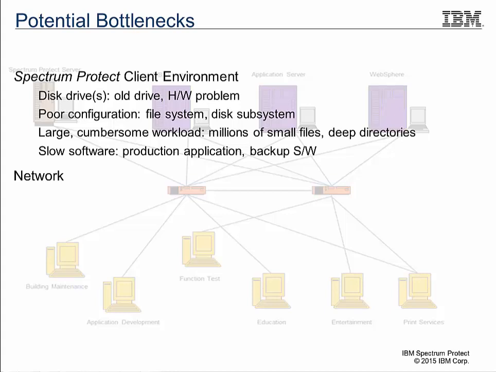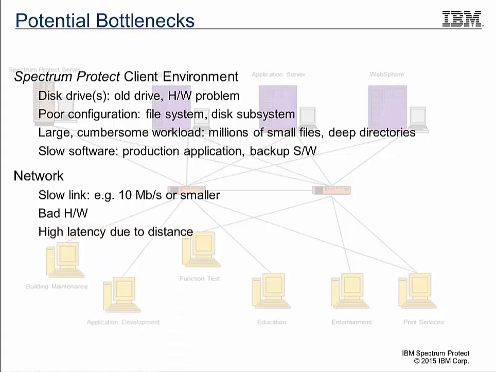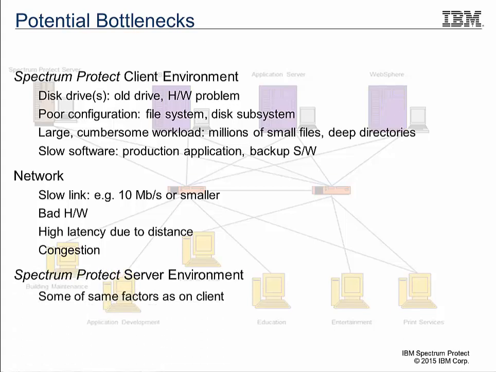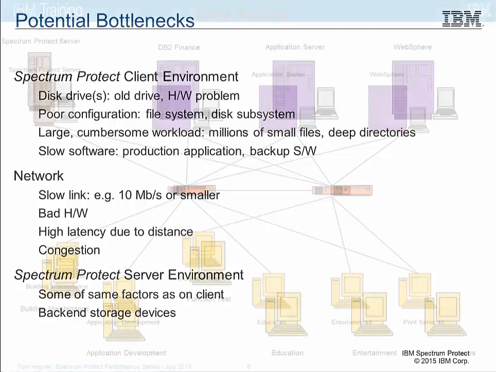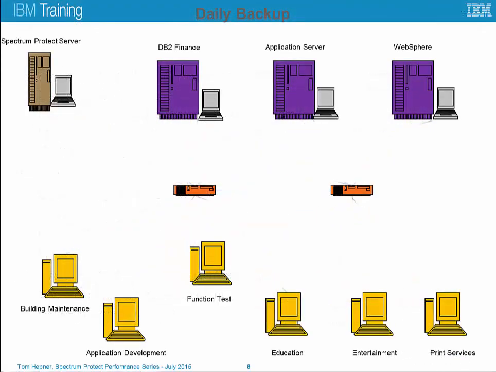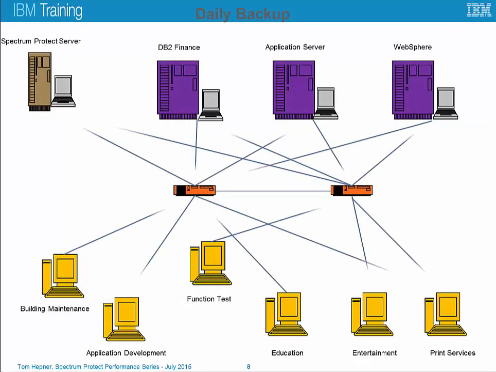Next, the network. It might just be a slow link or misconfigured network hardware. Also, sometimes we see high latency due to long distance or congestion. And then there's the Protect server environment, with many of the same factors as on the client, plus the back-end storage devices. So let's go through a simple problem scenario and test backup to illustrate troubleshooting using server instrumentation.